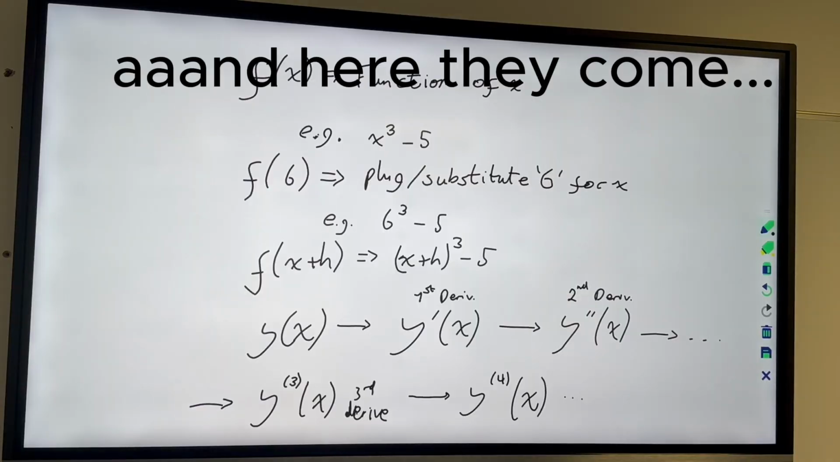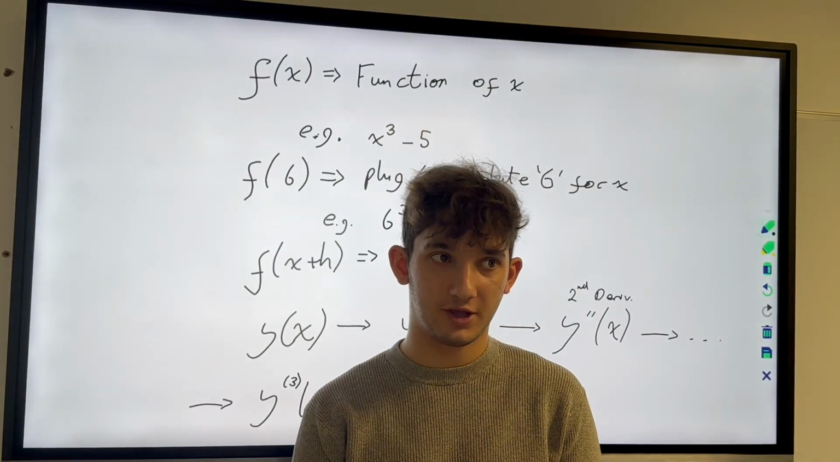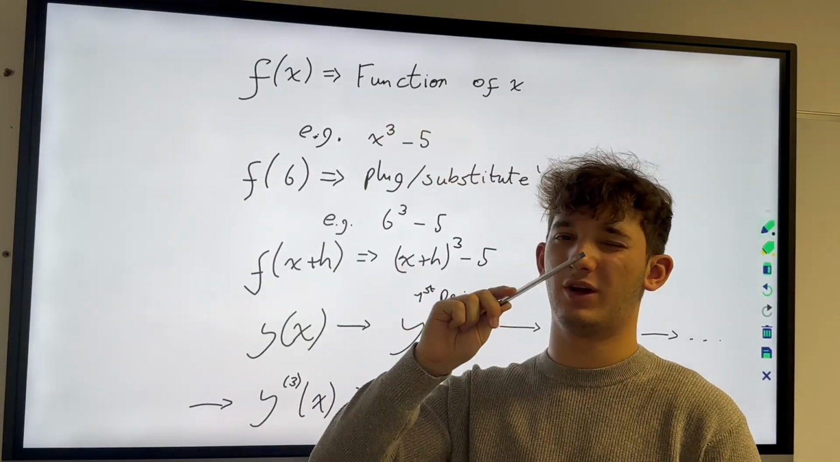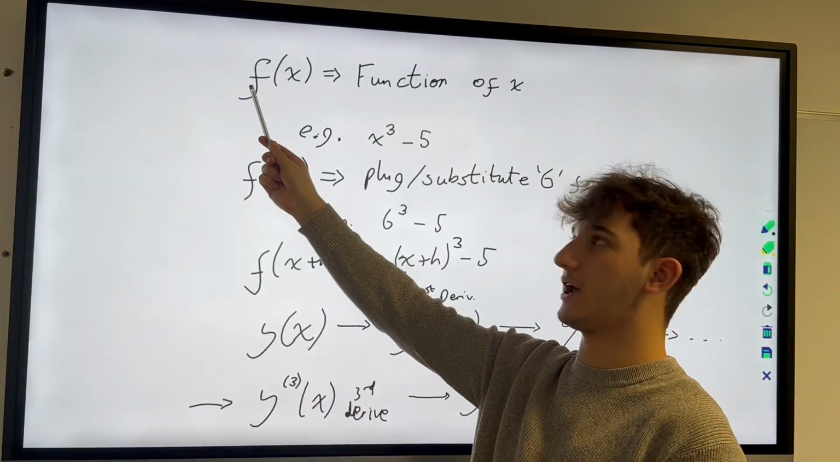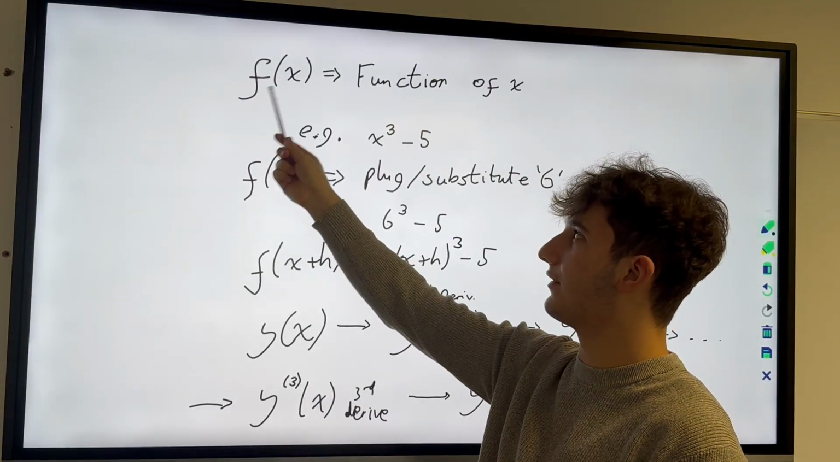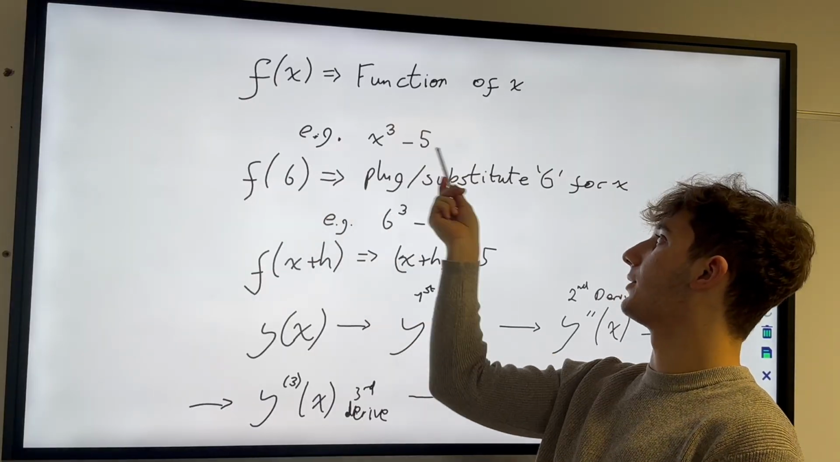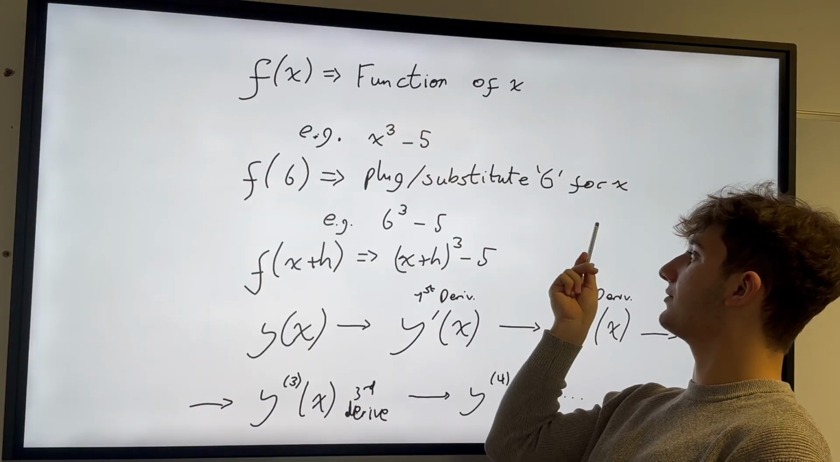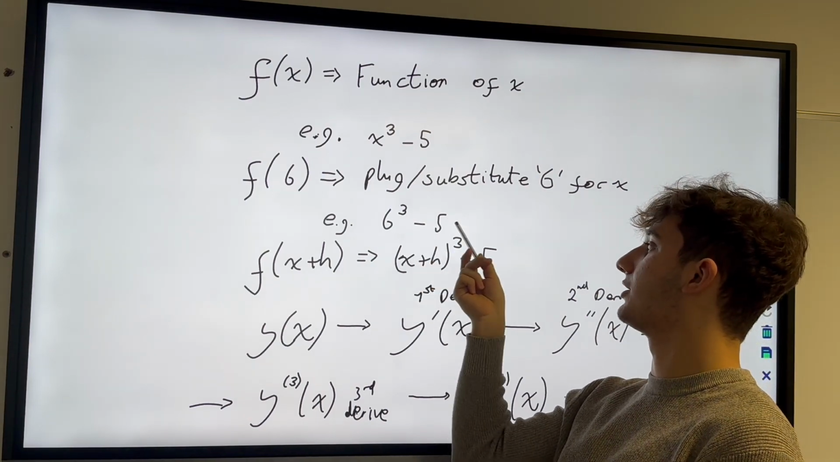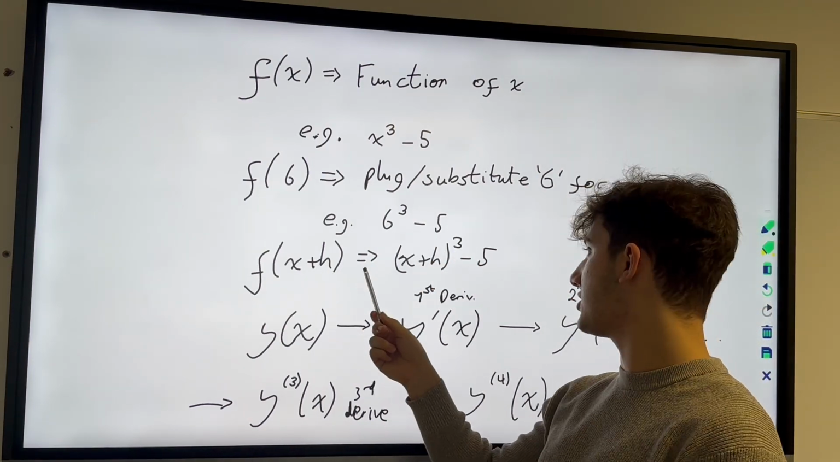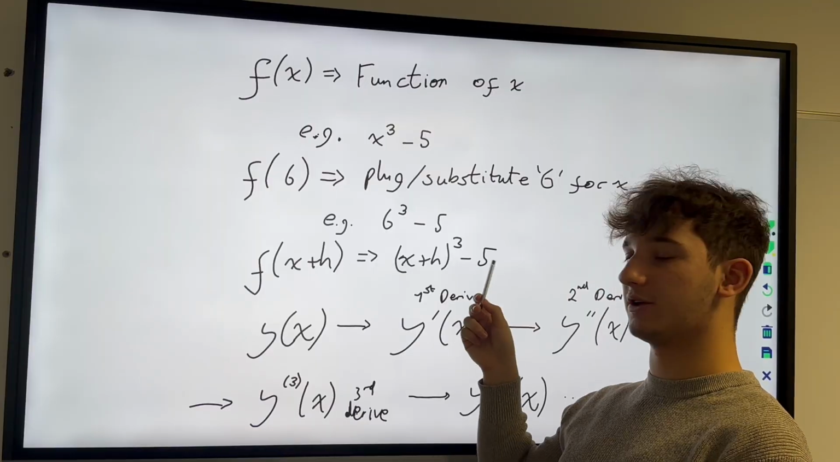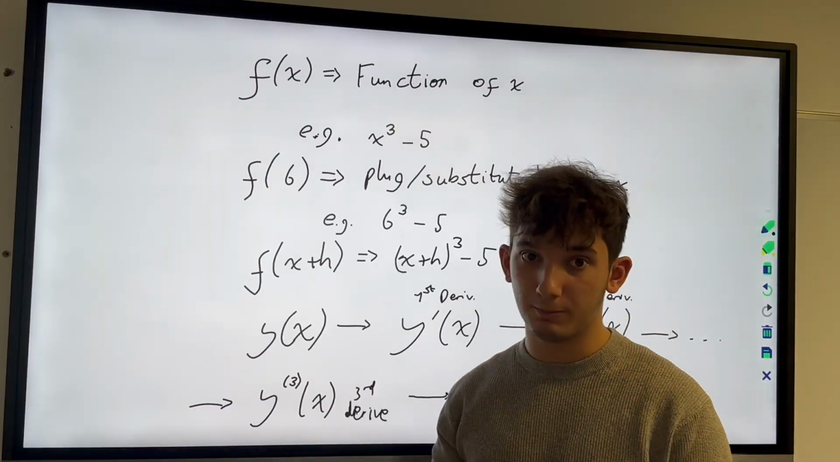Before I go forward, just to quickly summarize, one thing you really need to know is function notation. f of x is a function of x. If I put in 6 to this function, I just substitute 6 for x, so 6 cubed minus 5. If I did x plus h, it'd be x plus h cubed minus 5, and so on.